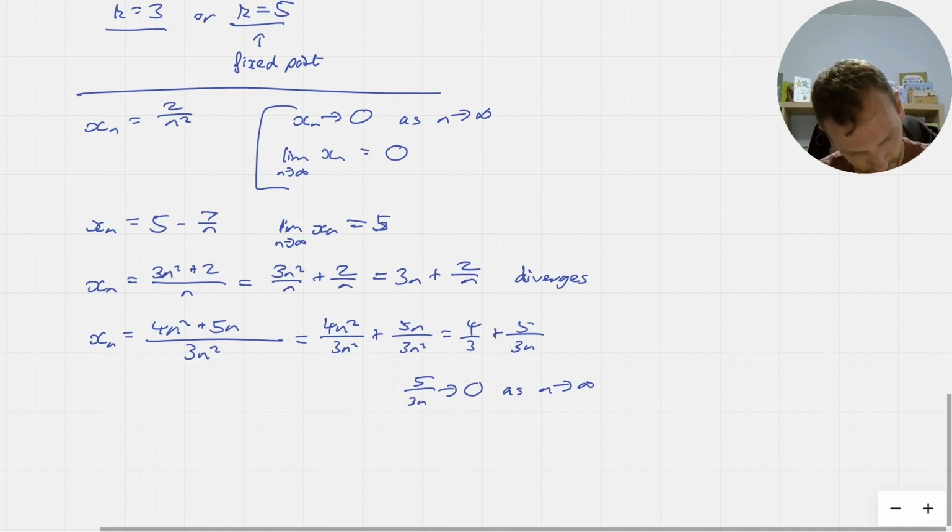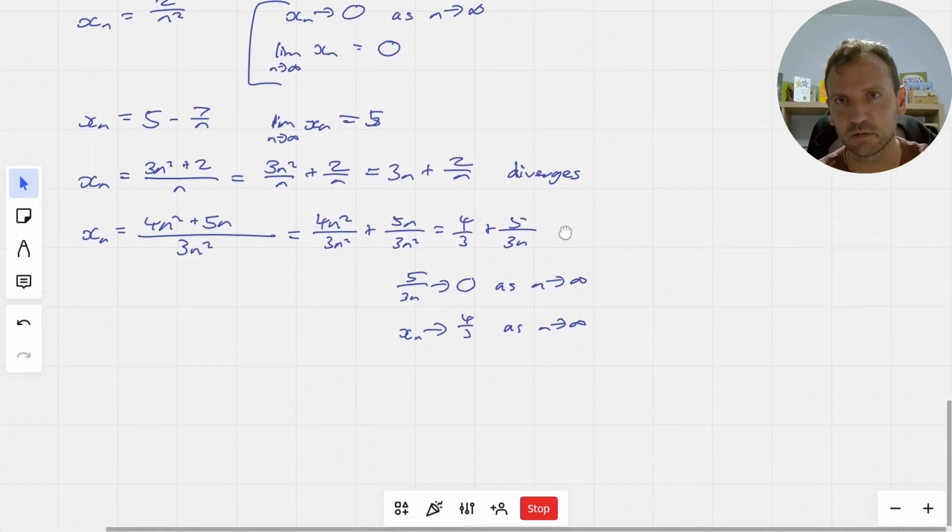So the whole xn is just going to tend to that 4/3 as n tends to infinity because our last bit's going to become insignificant. It's going to get closer and closer to 0. Again, you can always check here by whacking a large number of n into your calculator. Really good way just to make sure you haven't made a mistake somewhere along the way.